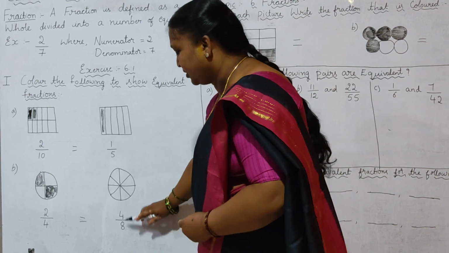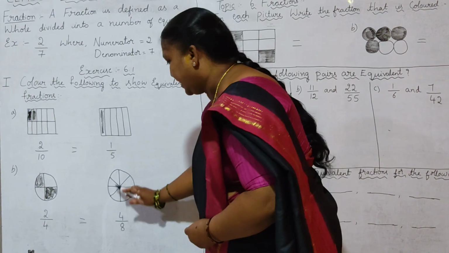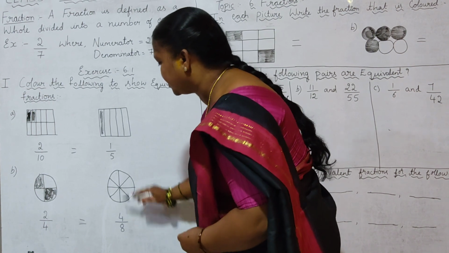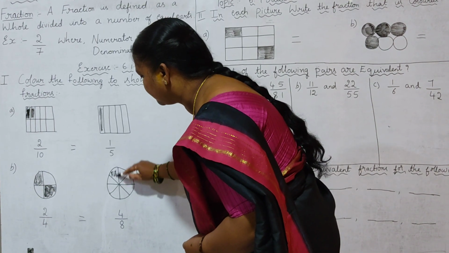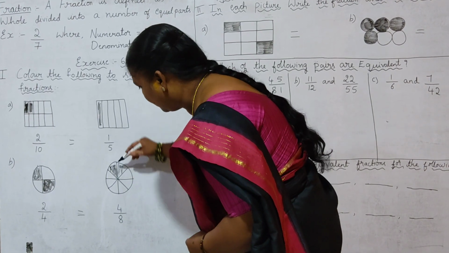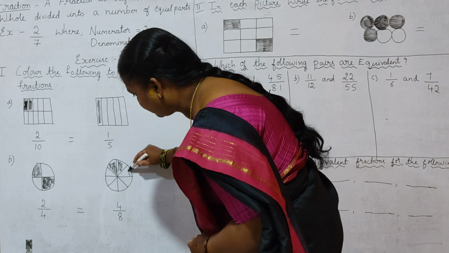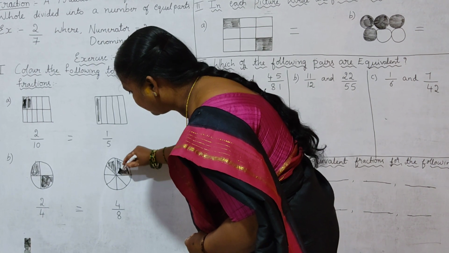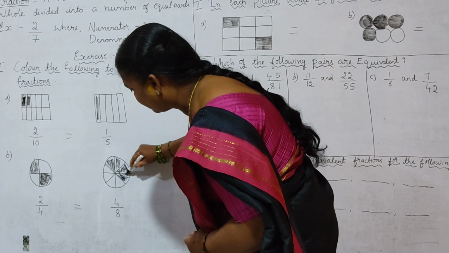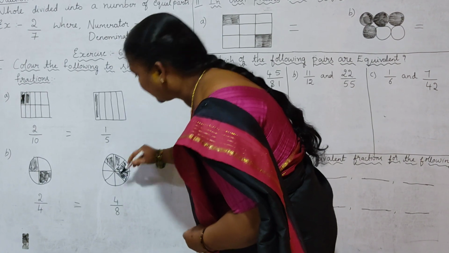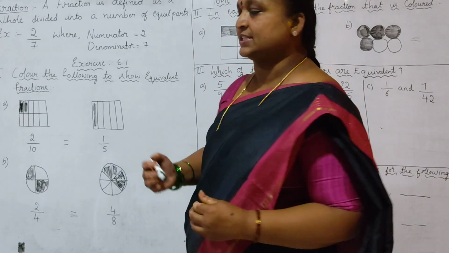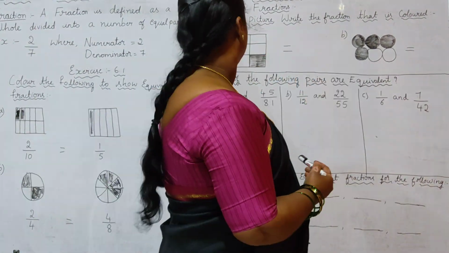Here 4 by 8. 1, 2, 3, 4, 5, 6, 7, 8. They divided it into 8 parts, and we want to shade 4 parts. Like this, you shade 4 by 8. Understood children? Next we move on to the second main.